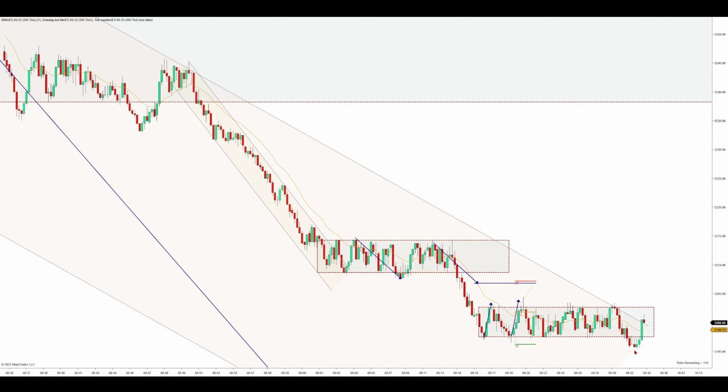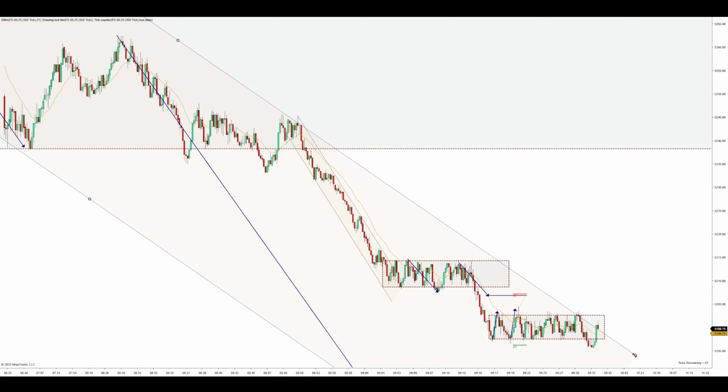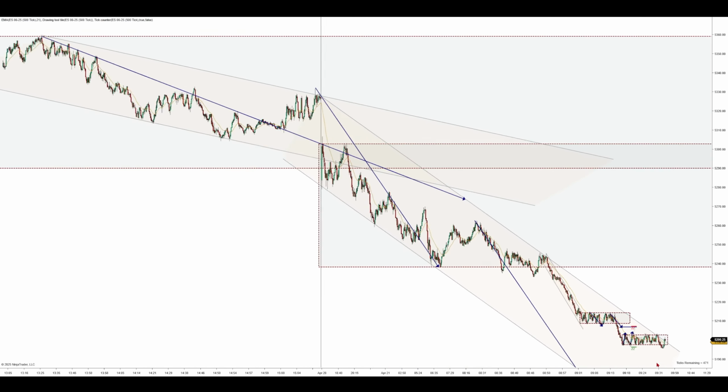Price broke out, we kind of faded back in here. And so right now we're going to see how price reacts to this trend line. We got a good bounce there, but we're already closing out. So, we'll see what happens here.